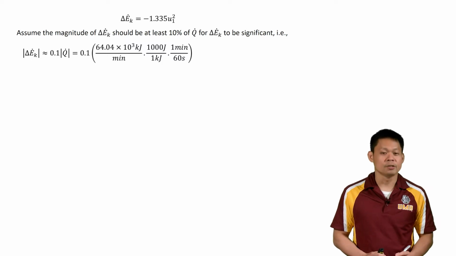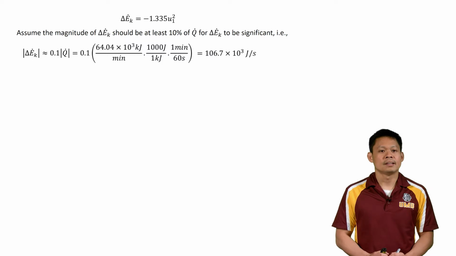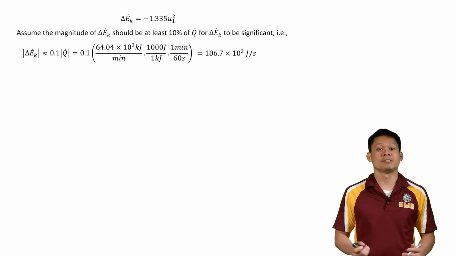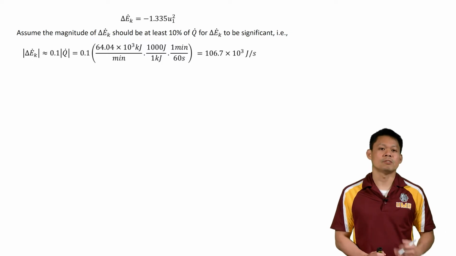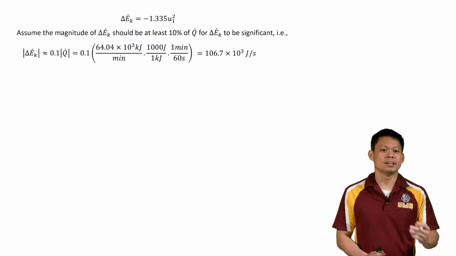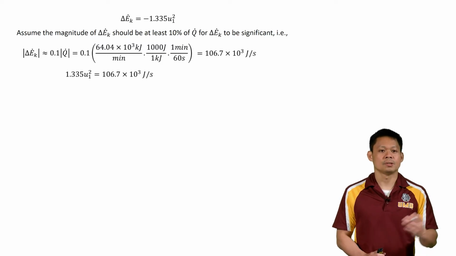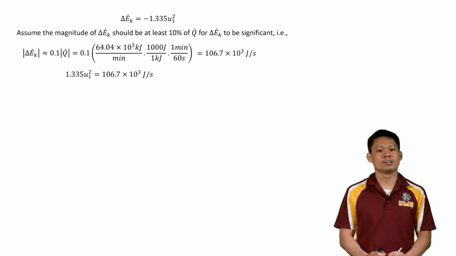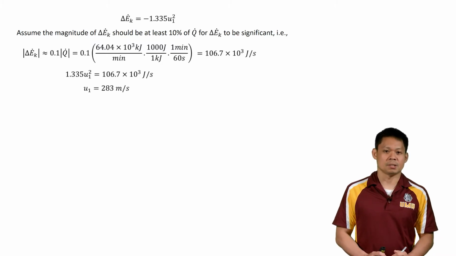We know the value from what we have calculated earlier in this question, and that brings us to about 106.7 times 10 to the power 3 joules per second. This will allow us to solve for a velocity that will give us this magnitude of change in kinetic energy. We know the magnitude is 1.335 U1 squared. Now we can solve for U1. U1 is 283 meters per second.